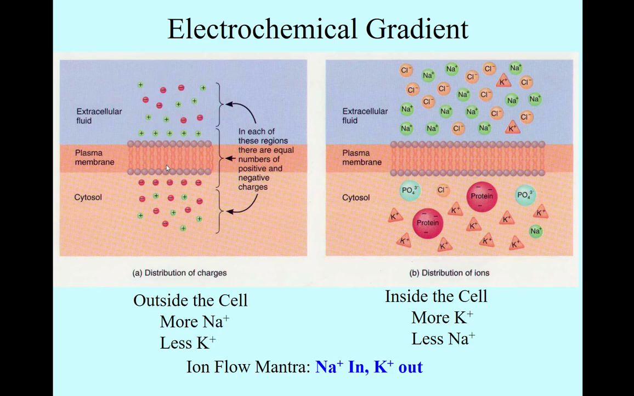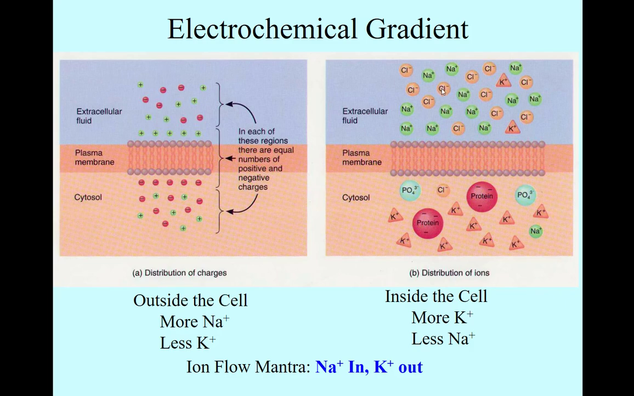So positives will move toward negatives, okay, and negatives against negatives, positives against positives. So since we have these positive sodiums outside and it's more negative on the inside, sodium will also have an electrical driving force to move in because it's positive and the inside is negative. Chloride will not have an electrical driving force to move in because there's more negatives on the inside and it's negative on the outside. It's going to want to stay right where it is based on the electrical gradient alone.